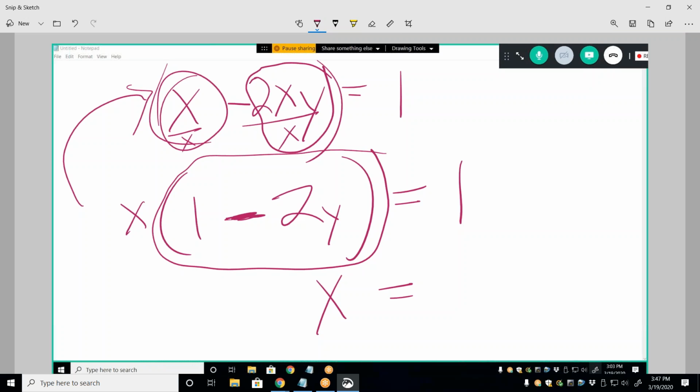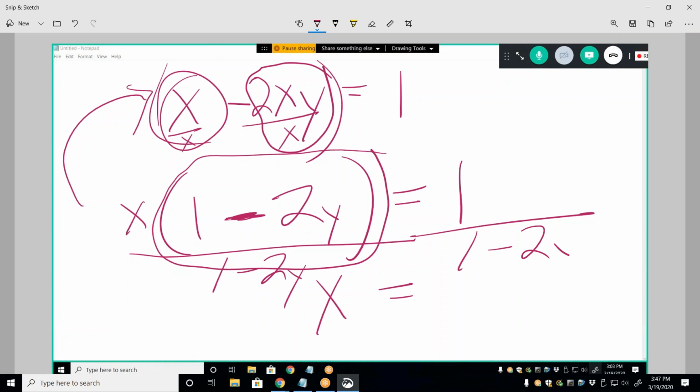It's getting in the way, multiplying x, is it not? Yes. So I want to divide by 1 minus 2y. If I divide the entire left side by 1 minus 2y, and divide the right side by 1 minus 2y, that goes away, and I'm left with just x. And so my final answer is x equals 1 over 1 minus 2y.